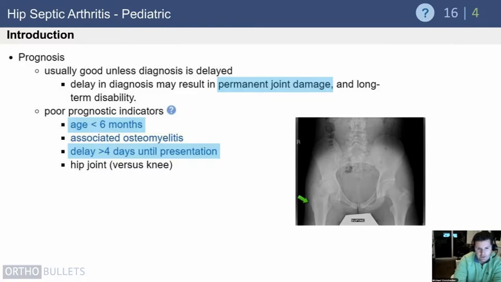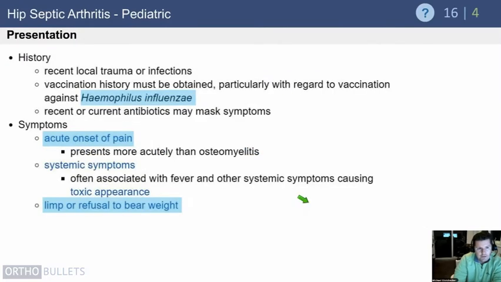Certainly neonates, under 6 months of age, also have a bad outcome. And the key here is delay means bad outcome, and I think that's the most important thing, specifically when you're looking for treatment. The history that you look for is, do they have any recent local trauma? Again, the vaccination history is important to make sure that they've been immunized against H flu. We basically never see this anymore because everyone's been immunized, but if it's a bit weird, then you need to know that. And certainly from a test-taking perspective, it's important.